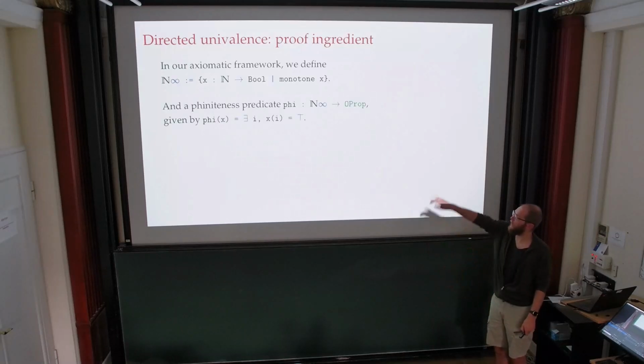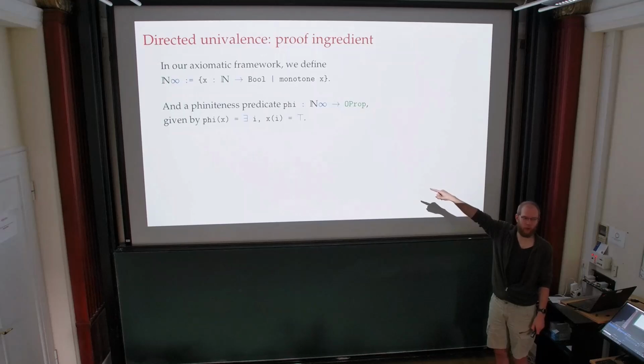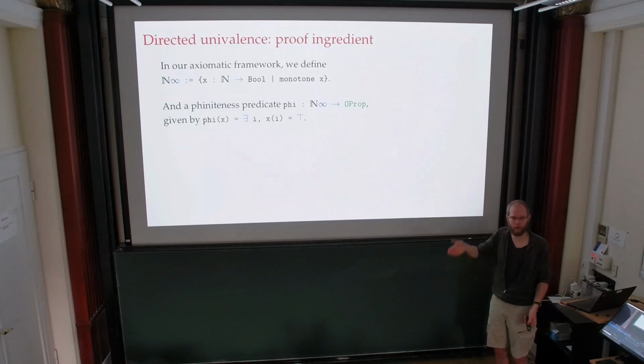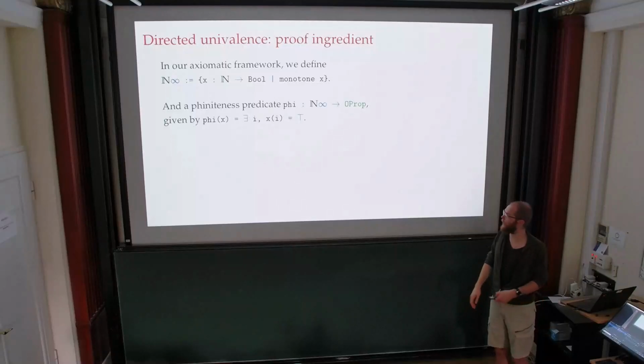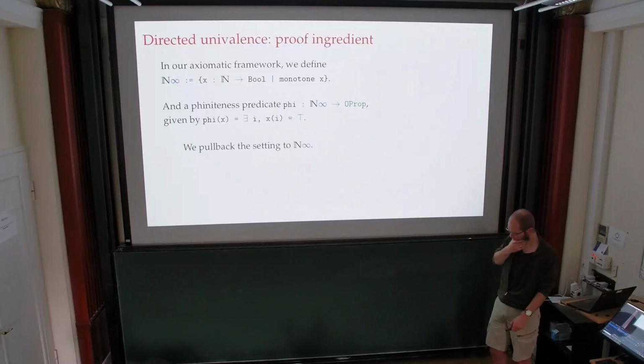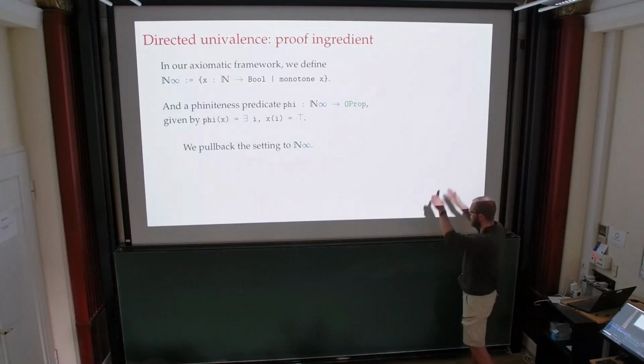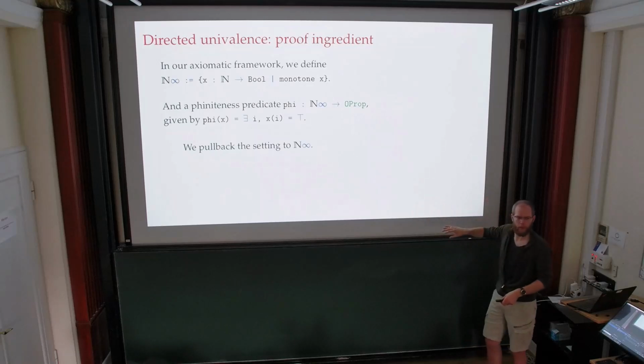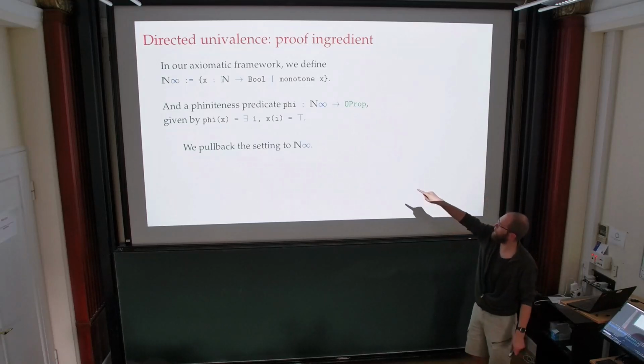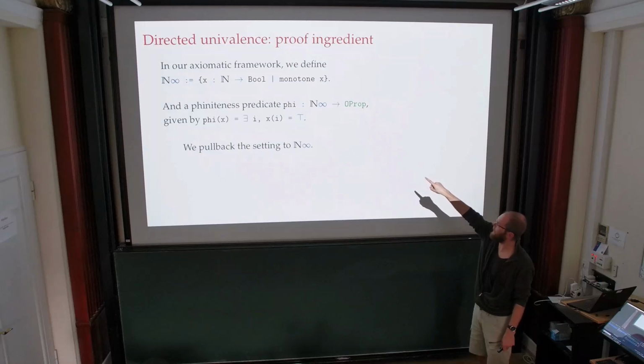And then we have a finiteness predicate, which we call phi because finite, which just says, do you map something to true? If you map something to true, then you're finite because you represent some natural number. And if you map everything to false, then you're not finite, then you're infinity. Okay. And now we were looking at this picture over O prop. But this finiteness predicate, that's a map from n infinity to O prop.